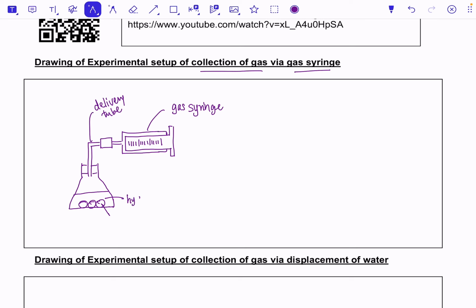So let's say we have hydrochloric acid here, and maybe we have some calcium carbonate. The two of them actually produce a gas called carbon dioxide, which we can collect via the gas syringe. So can you see that it's actually a very simple drawing? Just ensure that you know how to draw lines and label.